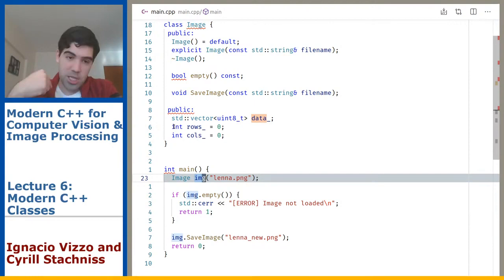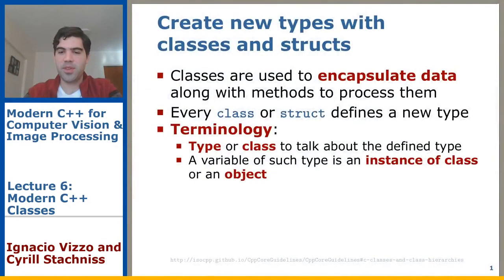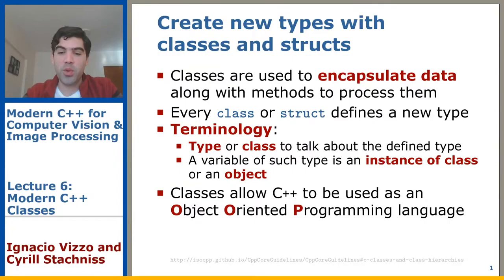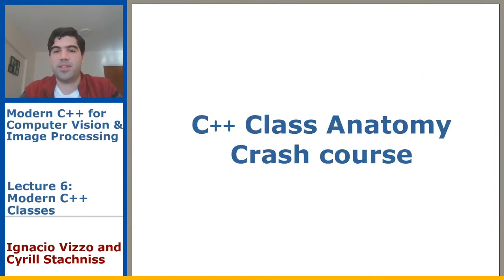So probably let's rename this. It's not a good name. And then Lena. Lena is an instance of the class image, or just an object. And then classes will allow you to use C++ as an object-oriented programming language. So this is not the only paradigm behind C++. It's one of the many paradigms it supports. So if you want to do OOP, you can do it with C++. And for example, string, vector, all these types in the C++ system are defined as classes, right?